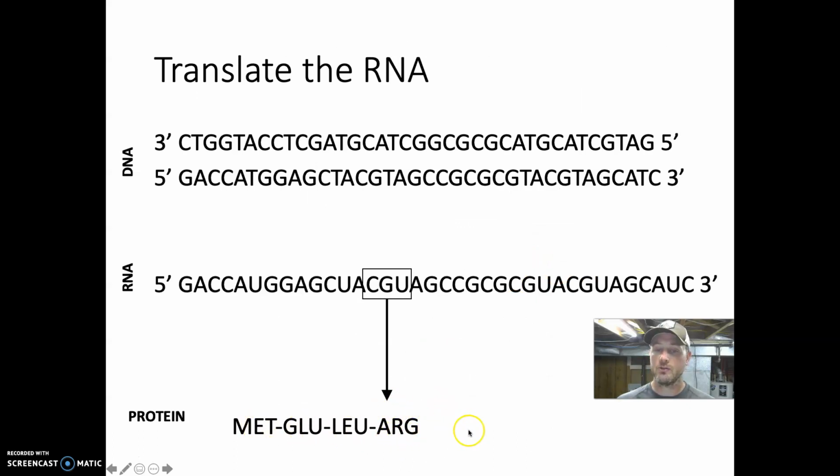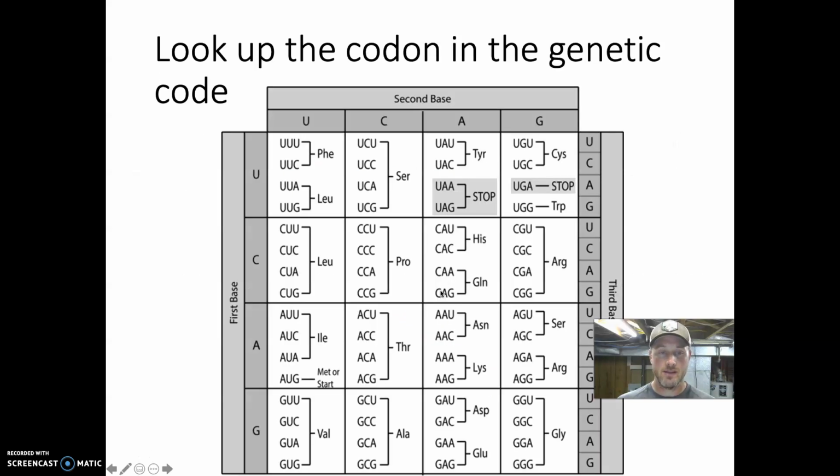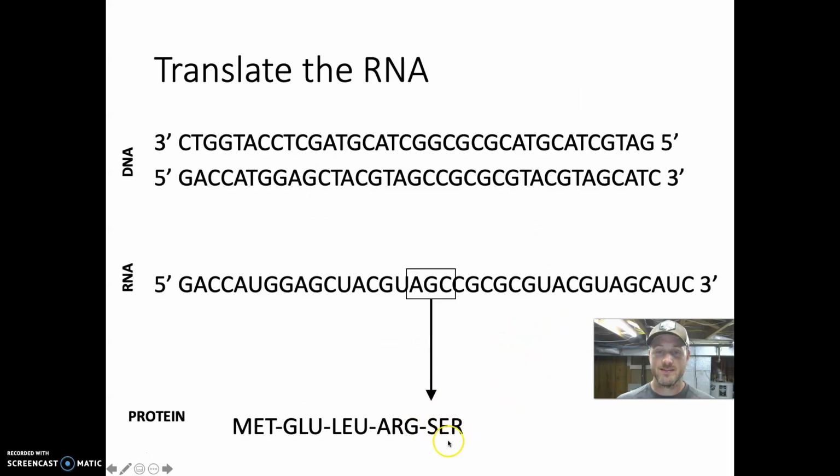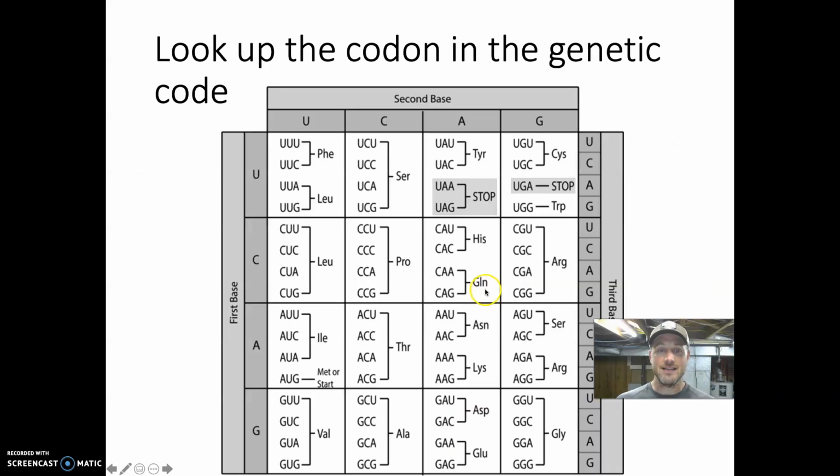So we're just trying to build the string of amino acids in the order that the DNA told us they belong. So we'll keep going. Next we've got AGC. Here we go with our genetic code, AGC. We get a serine. So we come back, we'll put a serine in that position. Gets pretty repetitive, right? Next one, CGC. We look that up. Here it is, it's another arginine.